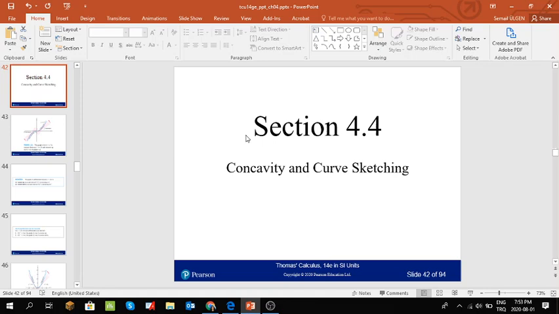Section 4.4 is about concavity and curve sketching. In this section we are going to build up our skills, and then learn about concavity, which is going to be a great help and is going to help us do the curve sketching on our own. That's the goal in this section.